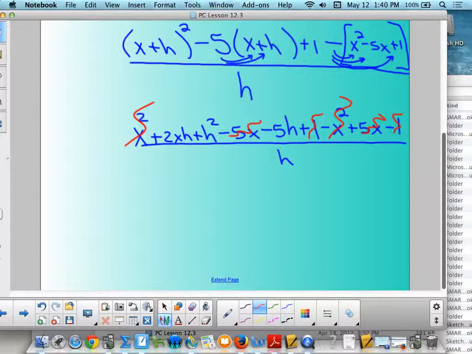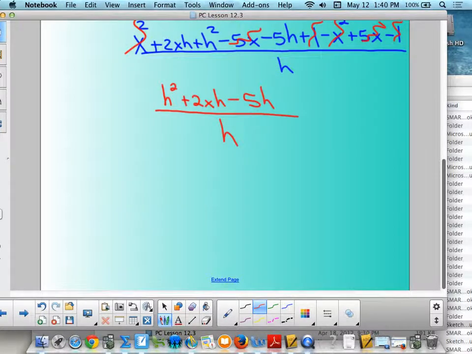No. xh is different than h squared, which is different than h. So I'm going to write h squared first, largest power of h, followed by 2xh, followed by minus 5h, over an h. Now hopefully you understand we're trying to cancel. Take an h out, factor out an h. I think you can already see it. These h's are gone. What's left is h plus 2x minus 5.